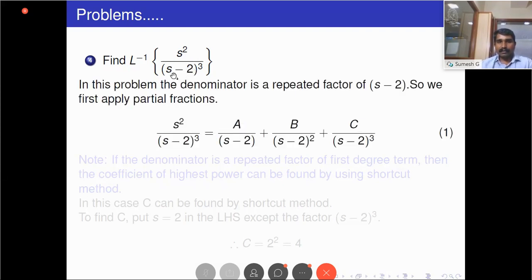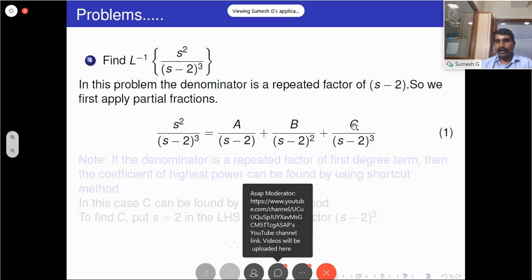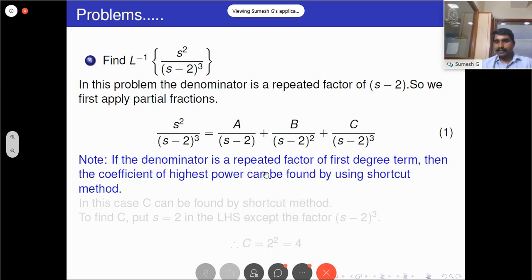We can write s square divided by (s minus 2) whole cube. Its partial fraction form is a by (s minus 2) plus b by (s minus 2) whole square plus c by (s minus 2) whole cube. And in this case, we can find the coefficient c using the shortcut method. If the denominator is a repeated factor of a first degree term, then the coefficient of the highest power can be found by using the shortcut method. To find the other coefficients, we have to apply the general method.